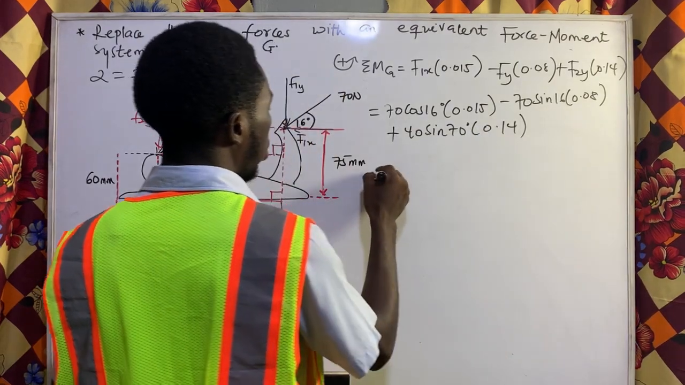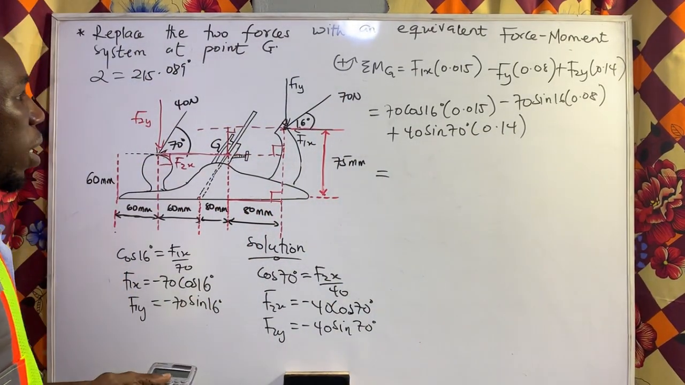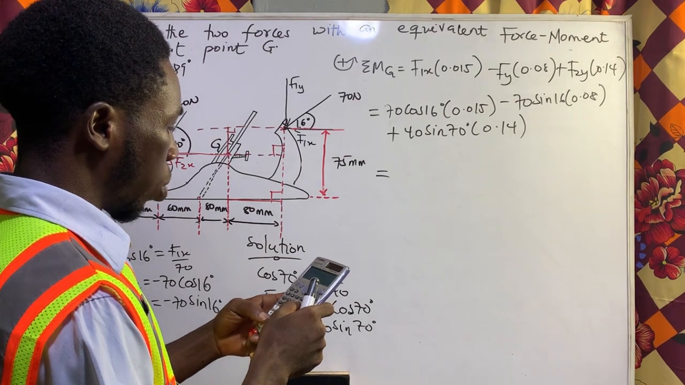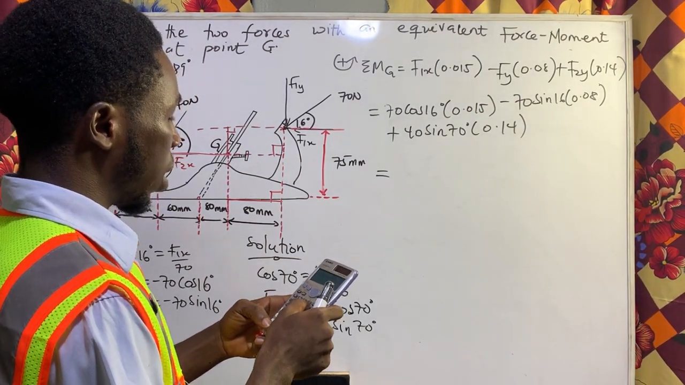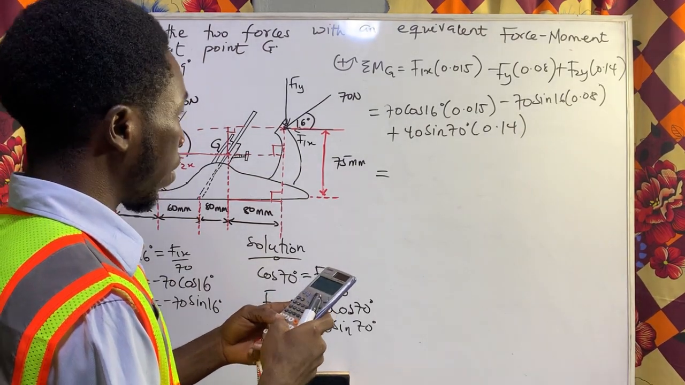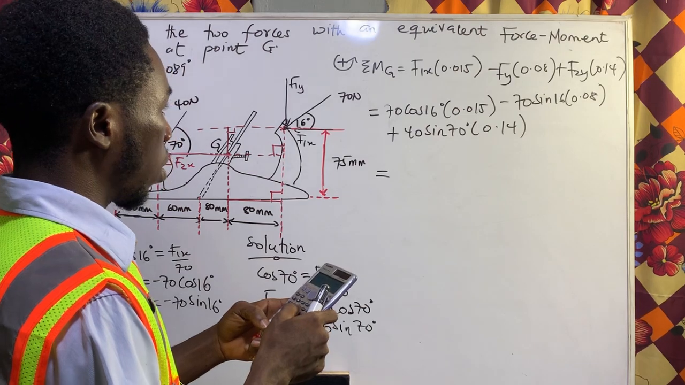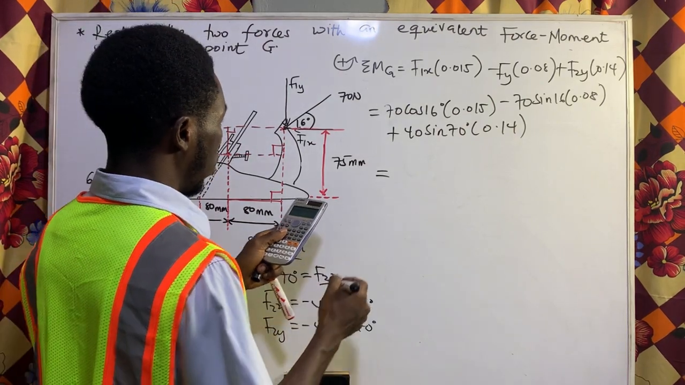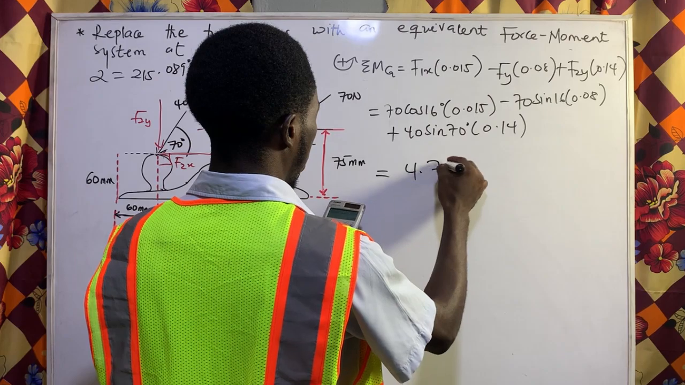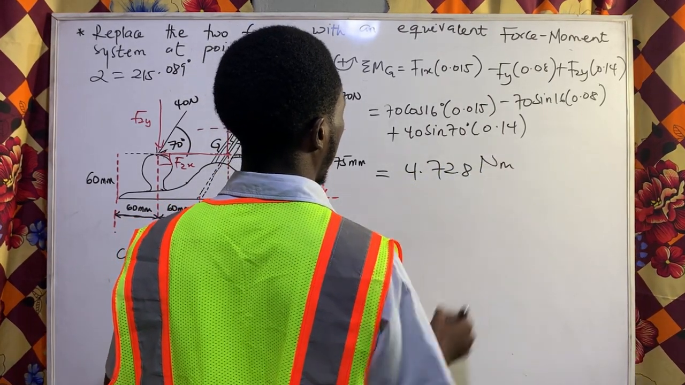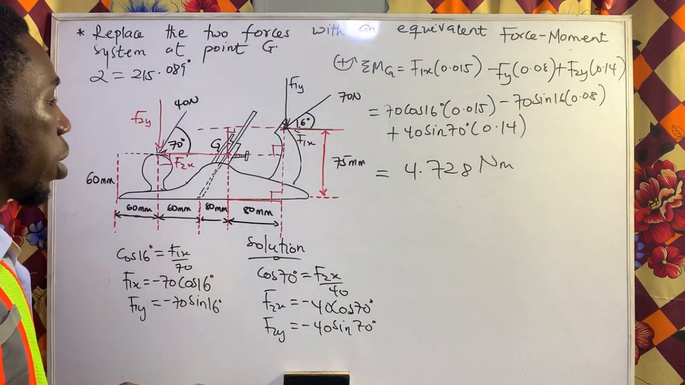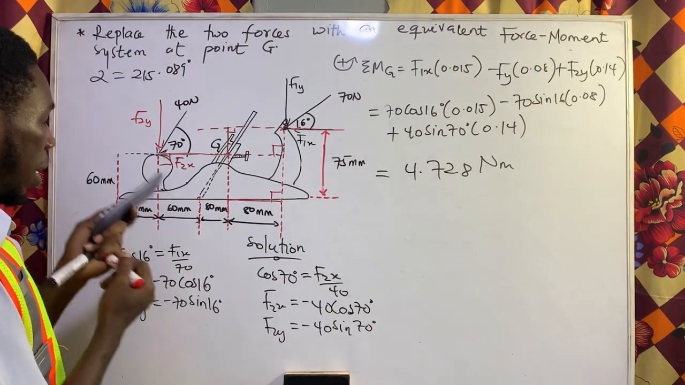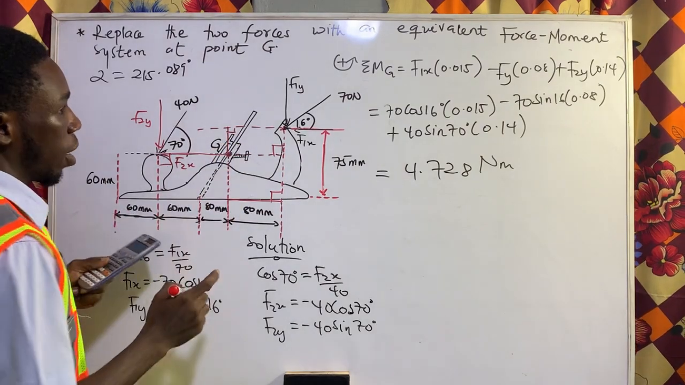multiplying 0.14. Now let's find the resultant moment. We have 70 cosine 16 multiplying 0.015, minus 70 sine 16 multiplying 0.08, plus 40 sine 70 multiplying 0.14. That gives us a value of 4.728 newton meters. Because the value is positive, we have a counterclockwise moment.